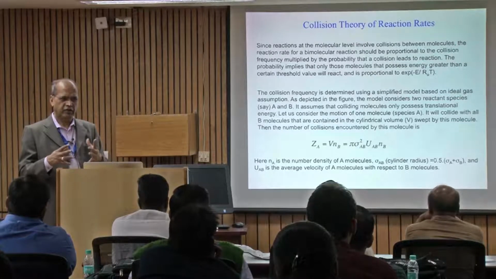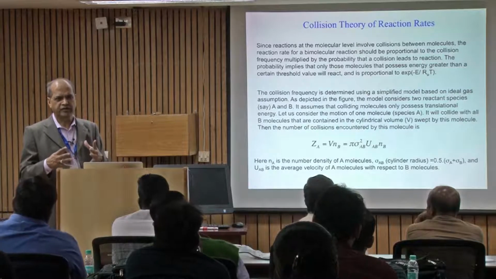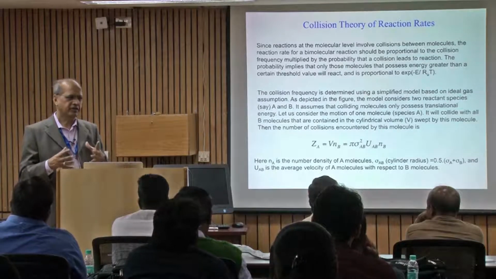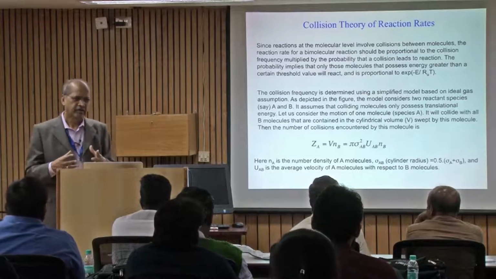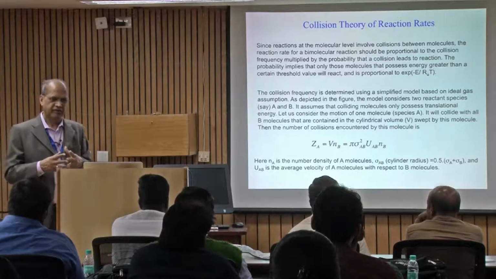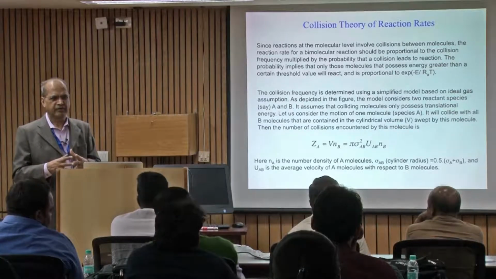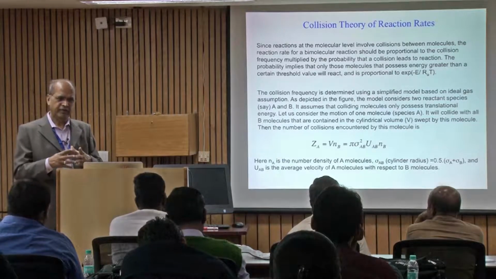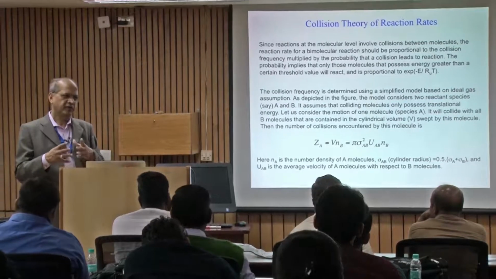So in this model, you have to count what is the frequency of collision. In one second, how many collisions occur? So the number of collisions per unit time. And then what is the probability of a collision giving you a reaction? So the number of collisions times the probability of a reaction from that collision. That's the basic idea. So we write the equation for the number of collisions, and then we multiply this by the probability of a collision giving you a reaction.